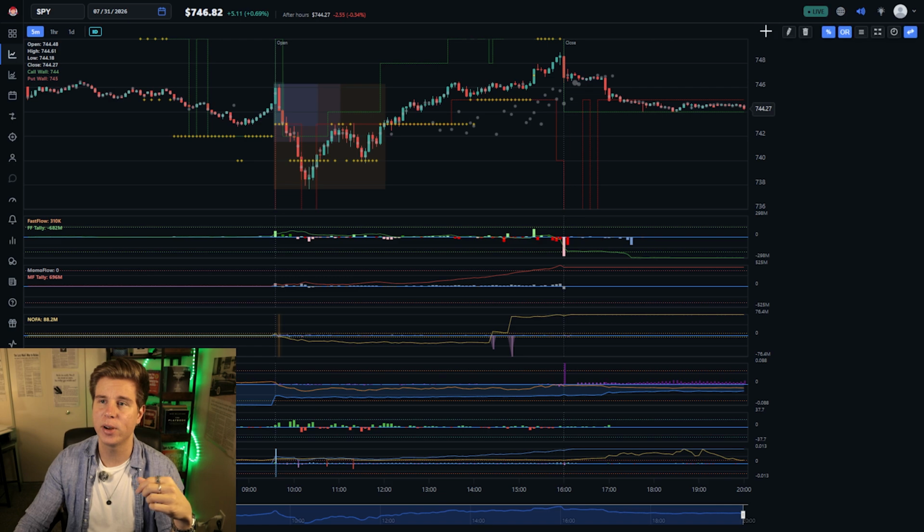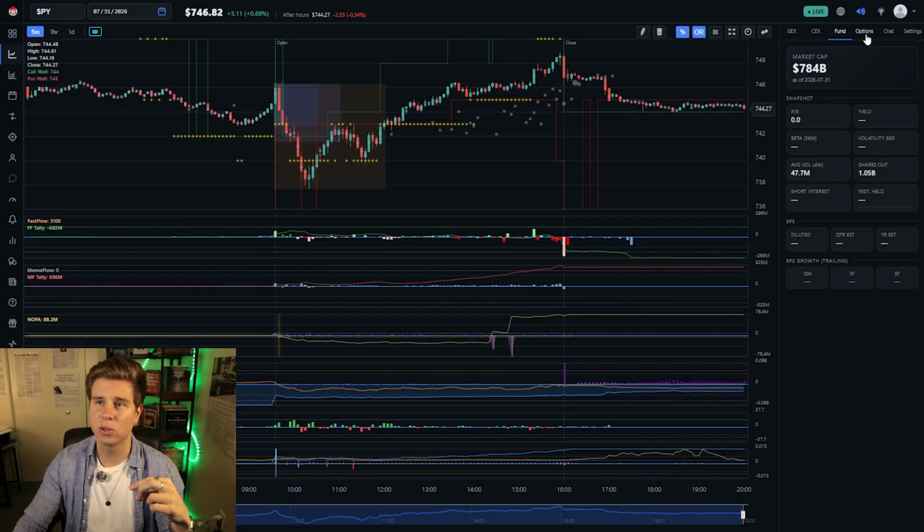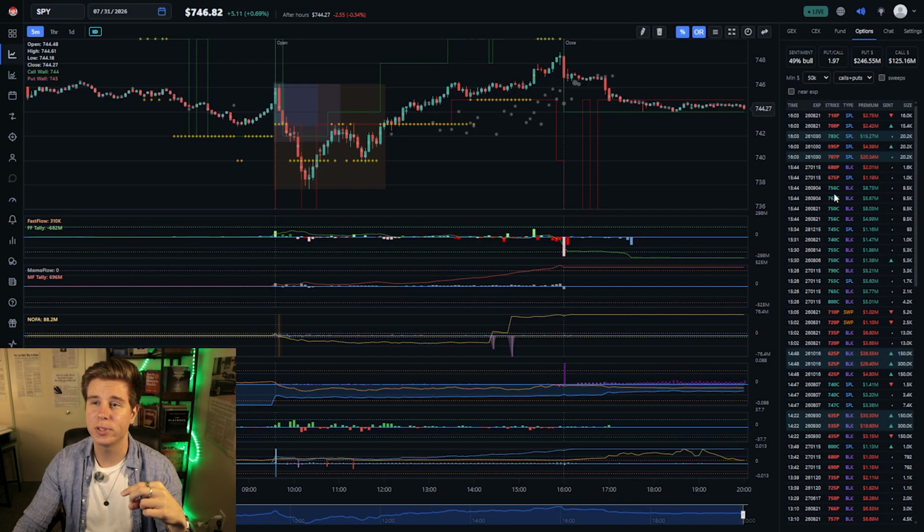And then finally, this button right here hides this pane on the right, where we have a lot of fancy stuff like gamma, charm by strike, some fundamentals, the actual options flow if you're used to seeing it like this.